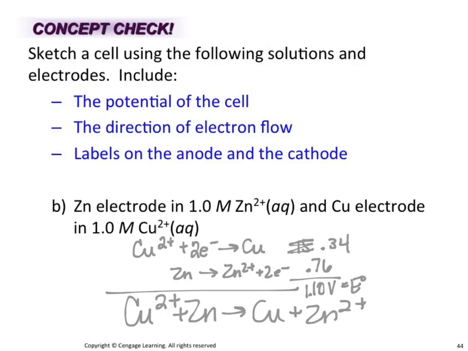And on your next question, it says, what would happen to the potential if you increase your copper 2 plus? Right now we're saying they are at 1 molar. So we have 1 molar solutions. What if we increase our copper 2 plus molarity? What would happen to our potential?